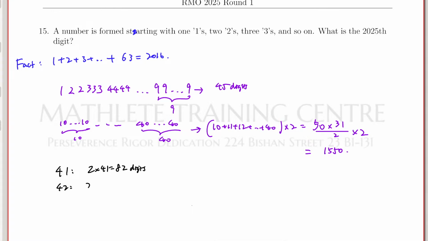If I use the 42s, there will be 2 times 42 equals 84 digits. Is that enough again? Not quite. If I have 43, I can continue to do the same thing, 86 digits. And then if I have 44, I have a total of 88 digits over here. And then at 45, I have a total of 90 digits.